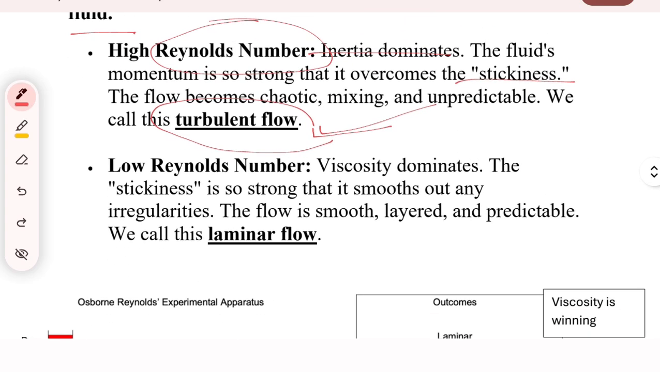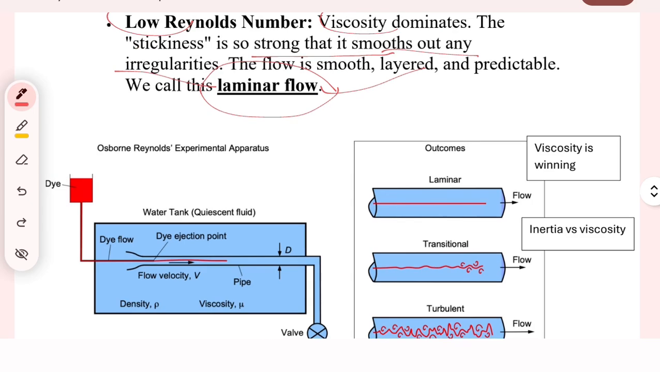When the Reynolds number is low, what dominates, the one that is winning, is viscosity. The thickness is so strong that it smooths out any irregularities. And the fluid flow, if you want to describe it when the Reynolds number is low, is a laminar flow. These are the calmer flows, right? Laminar flow.